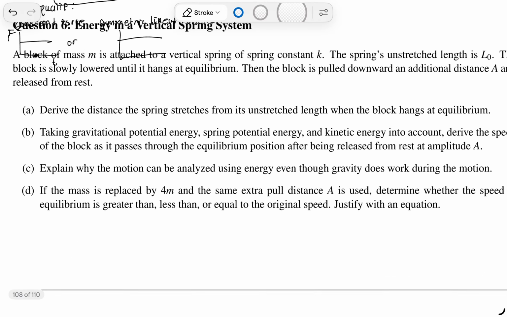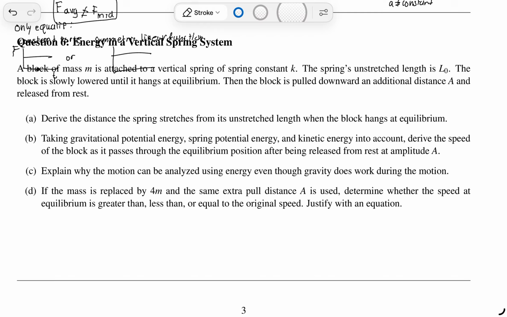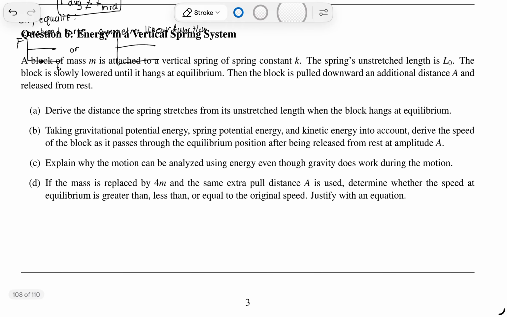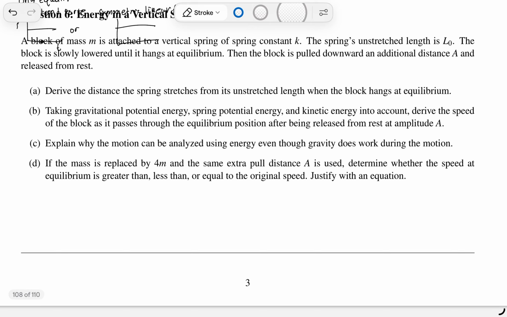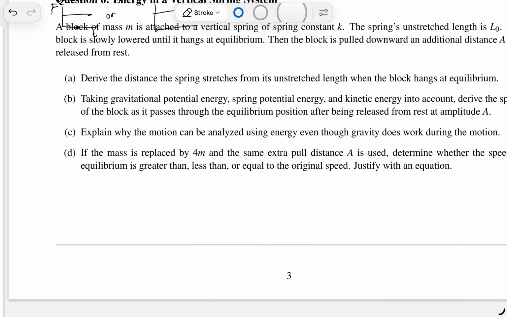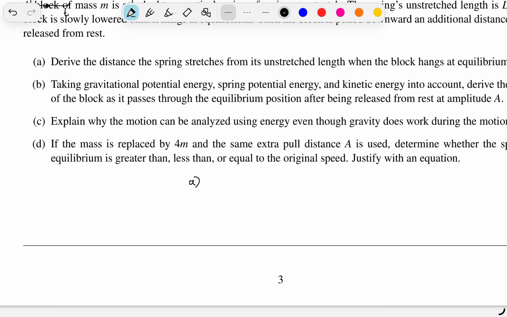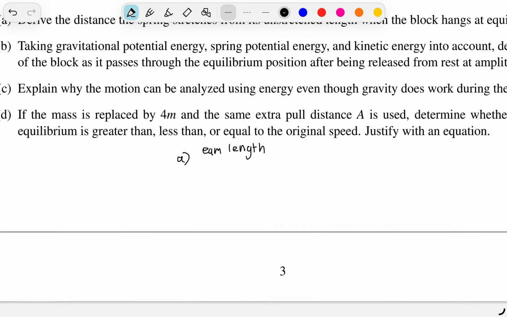Now, a block of mass M is attached to a vertical spring of spring constant K. The spring's unstretched length is L initial. The block is lowered until it hangs at equilibrium, and then the block is pulled downward an additional distance A and released from rest. Derive the distance that the spring stretches from its unstretched length when the block hangs at equilibrium. So for question A, when you're at equilibrium length, you have to remember that the force of gravity is not going to change the period of your spring. It's just going to shift your equilibrium. That's it. Because period isn't related to your amplitude.